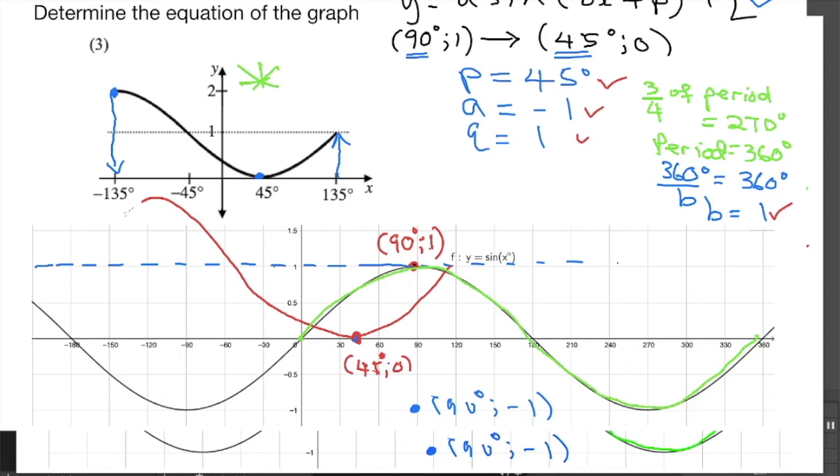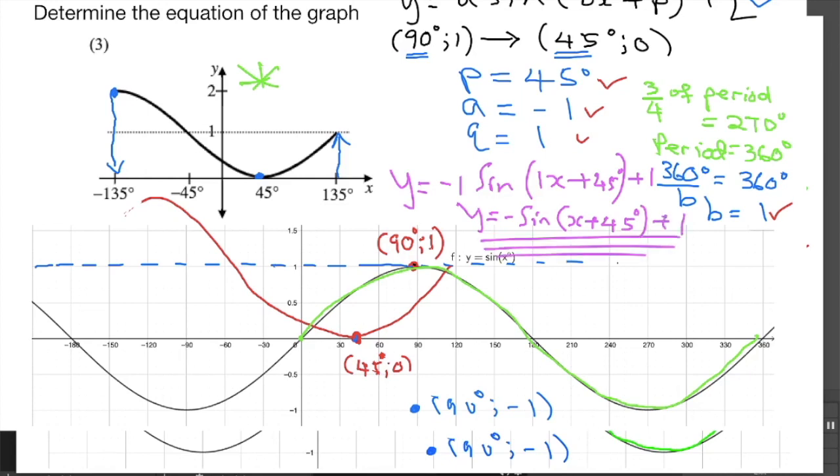I'll write it here. The equation should therefore be y equals a, but a is -1, multiplied by the sine of bx, b is 1, plus p, but p is 45 degrees. All that plus q, which is plus 1. Simplify that. So our answer is y equals negative sine of (x plus 45) plus 1. Right, that will be the required answer there.